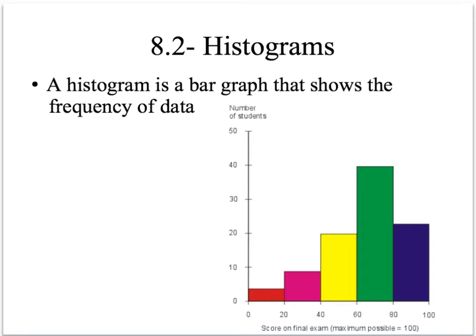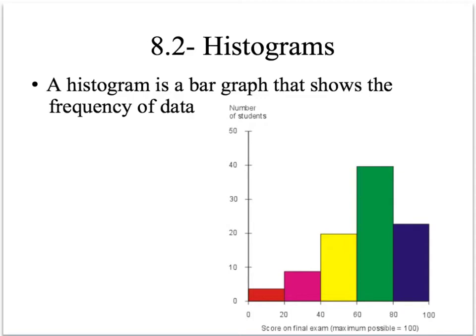Section 8.2 is on histograms. I've been mentioning that we're going to be looking at a lot of different data charts and data tables, the way that we can look at some kind of data and numbers. A histogram, as it says, is a bar graph that shows the frequency of data. Obviously, we have an example over here. You can tell some things about it.